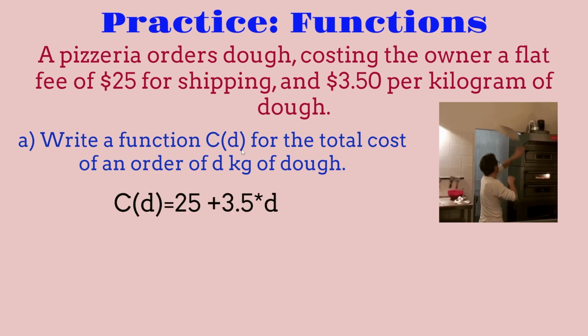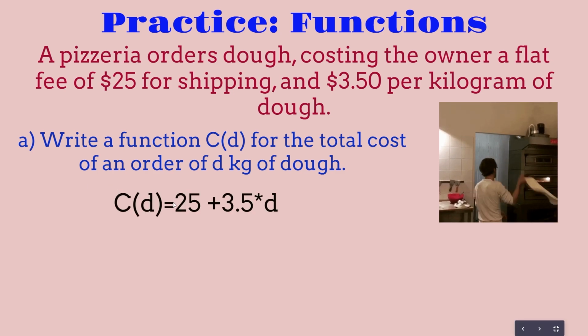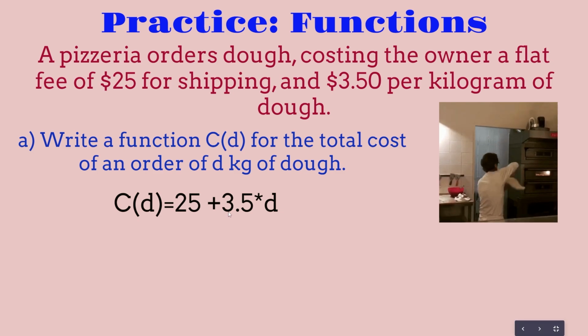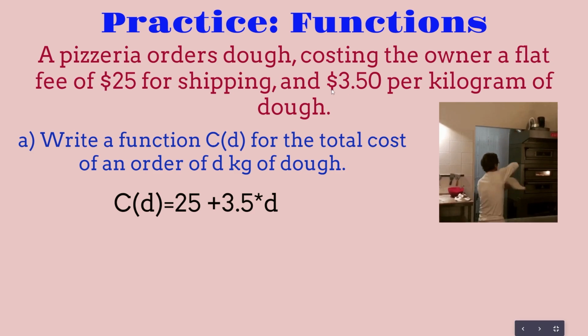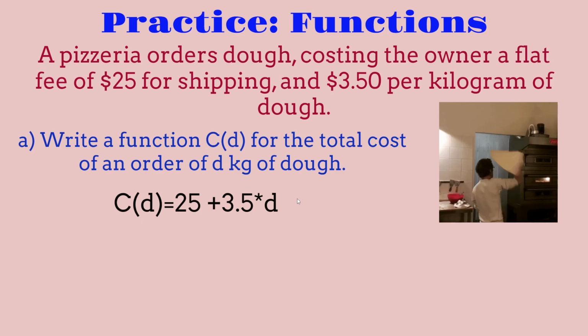So for the function, C(D) is equal to 25 plus 3.5 times D. And the reason why we're doing this is because there's a flat fee of 25. So the constant has to be $25, so we're going to leave that as 25. And then we're going to do plus 3.5D because for every kilogram, it costs 3.5. So this is the function that we have for this question.